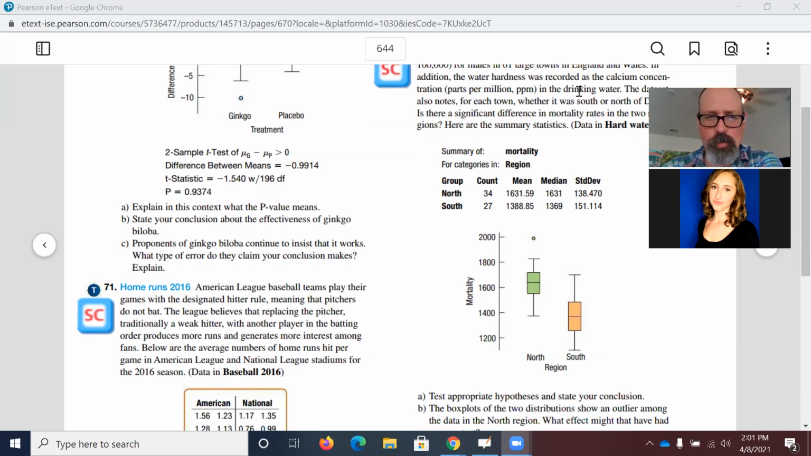As long as there's no restriction in the ability to move around where you want to go, people can move around, I guess is what I'm saying. You can still study differing mortality rates. But if people move around a lot, that might confound stuff a little bit. So there could be some objections to this type of thing we're going to do here. We're trying to compare mean mortality in the two regions by looking at a sample of 34 towns from the north versus a sample of 27 towns from the south.